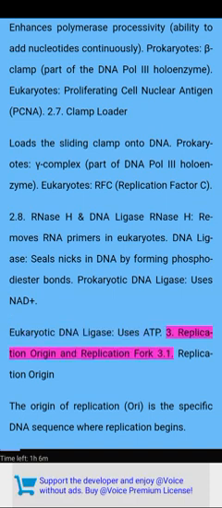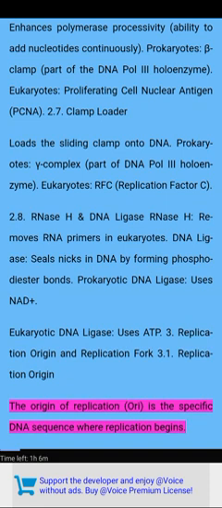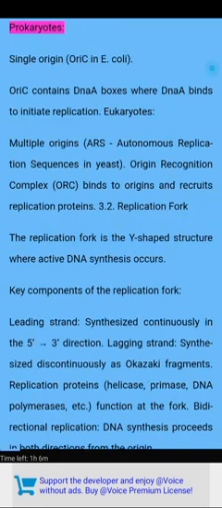3. Replication origin and replication fork. 3.1. Replication origin. The origin of replication, ORI, is a specific DNA sequence where replication begins. Prokaryotes: single origin, ORI-C in E. coli. ORI-C contains DnaA boxes where DnaA binds to initiate replication. Eukaryotes: multiple origins, ARS, autonomous replication sequences in yeast. Origin recognition complex, ORC, binds to origins and recruits replication proteins.